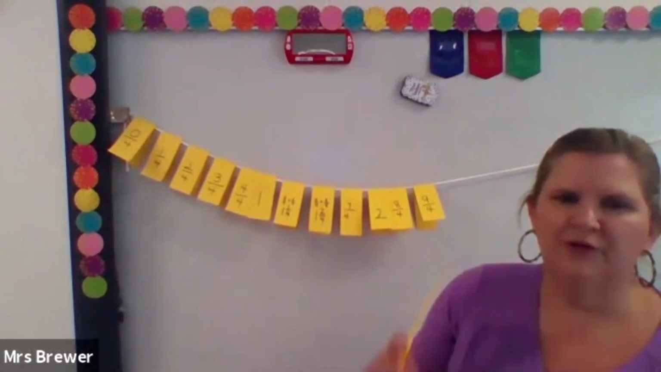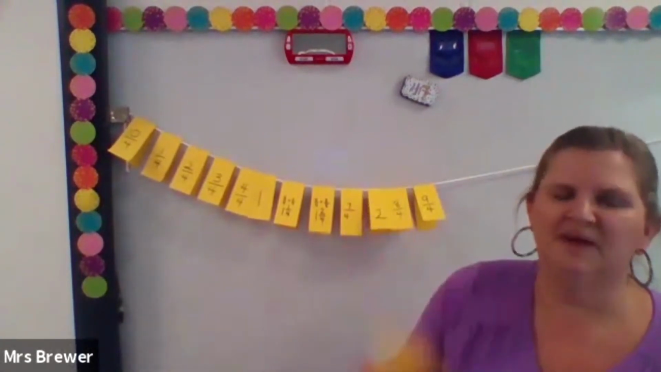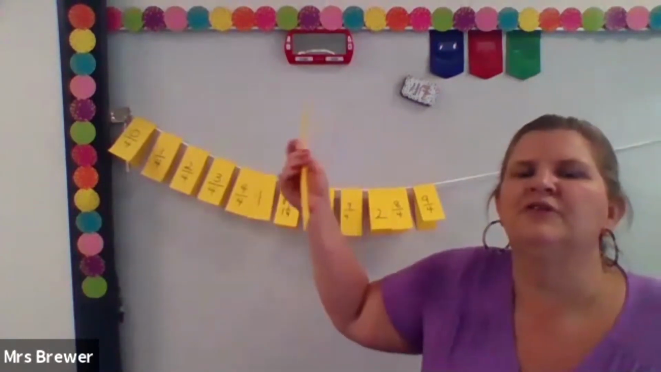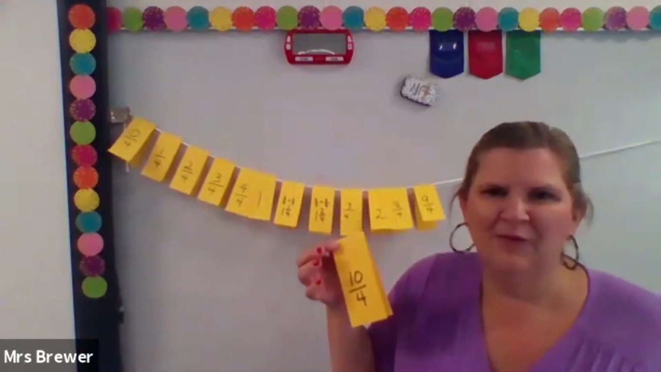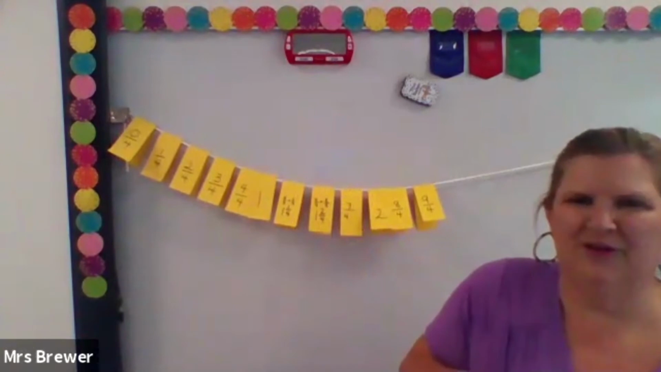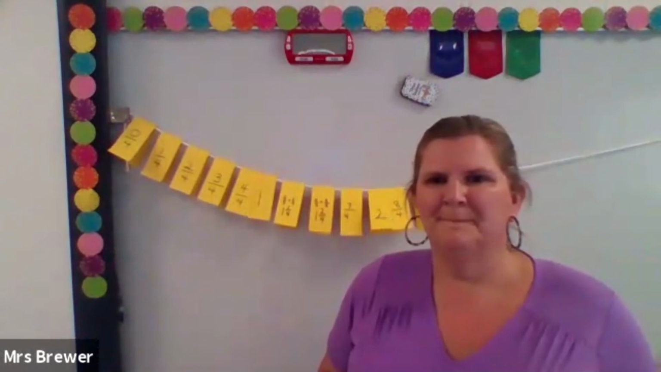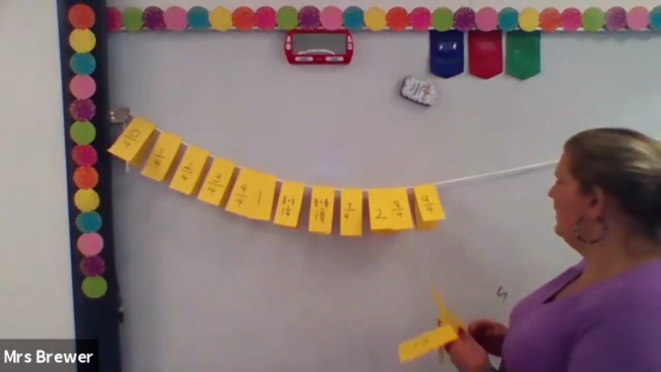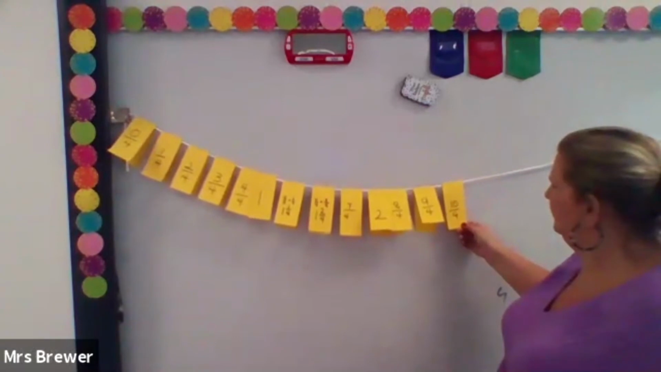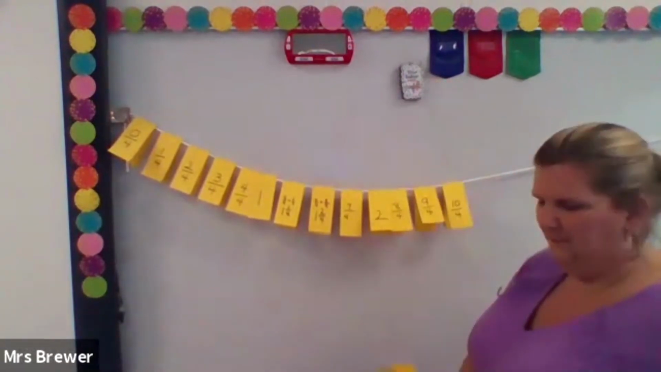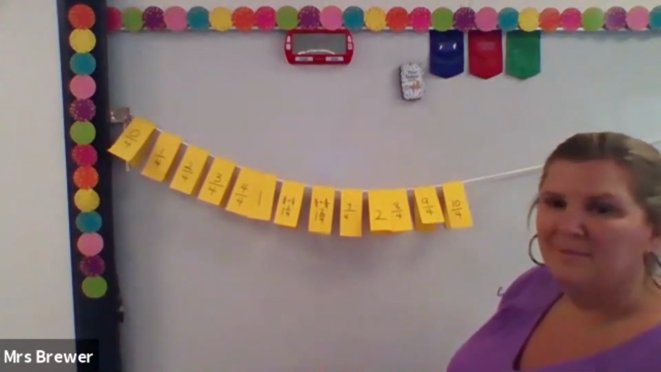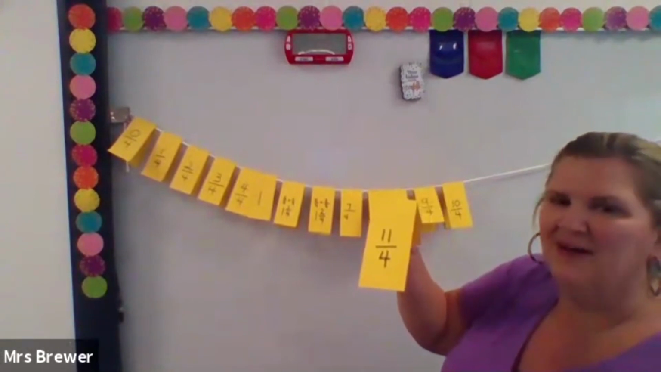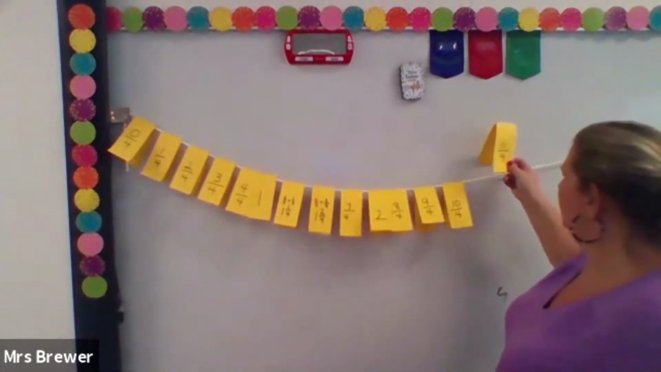0/4, 1/4, 2/4, 3/4, 4/4, 5/4, 6/4, 7/4, 8/4, 9/4. Oh, look what I found here. 10/4. What? Where do you think 10/4 should go? Do you think it should go this way, lean this way? That's exactly right. I see a lot of you leaning this way, and it does. What do you think my next number is going to be? What do you think the next number in my hand is?